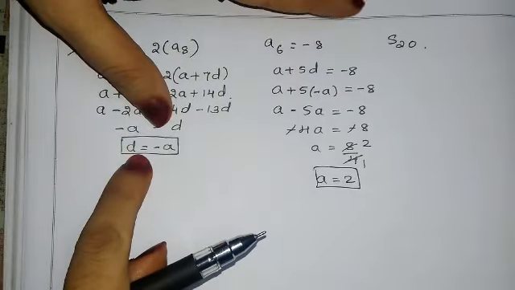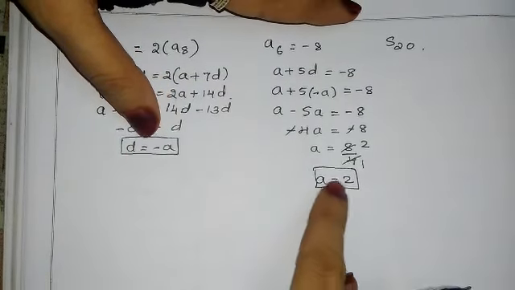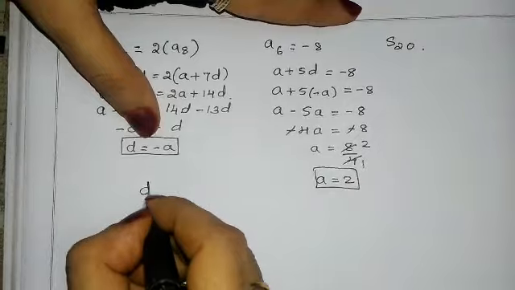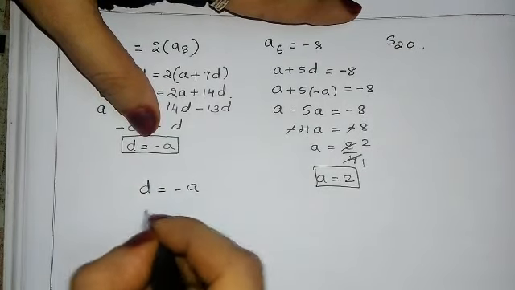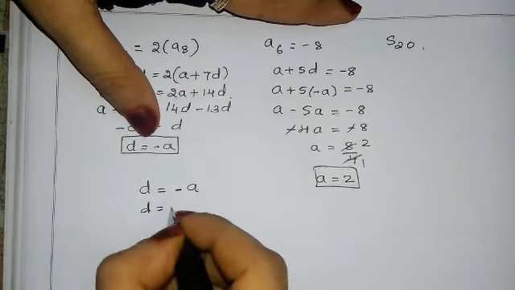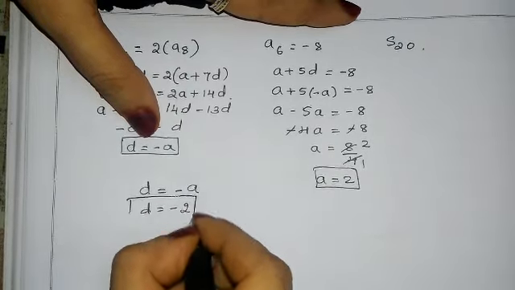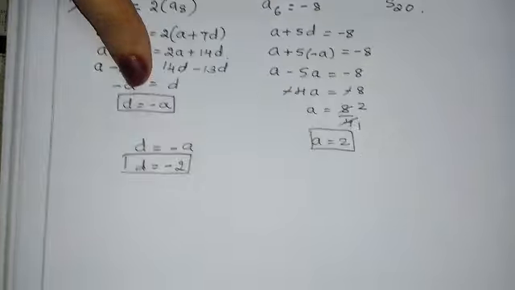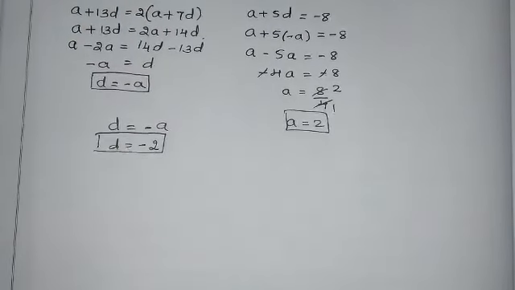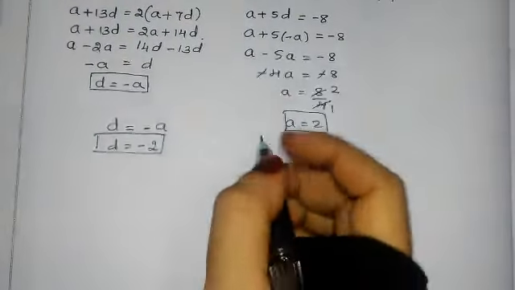Let us substitute the value of A in this. We already know that D is equal to minus A. D is equal to, let the minus sign be as it is, A value is 2. So we got D value is minus 2. So they have told us to find the sum of 20 terms. Yes, 20 we need to find.